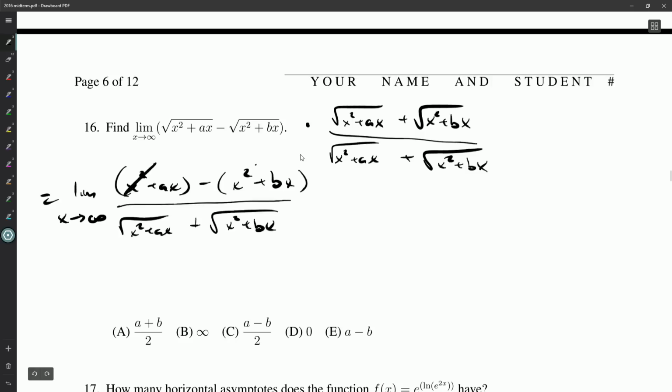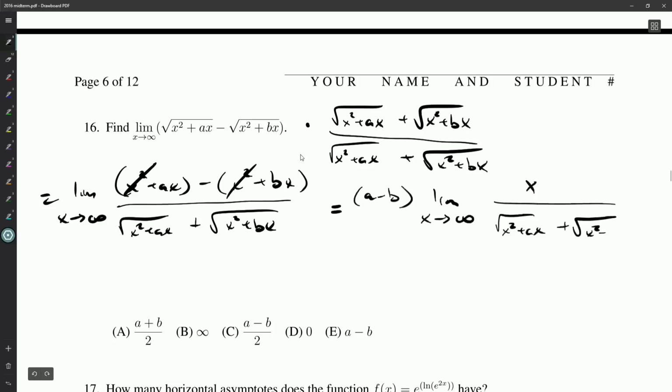Now the nice thing here is these x squareds go away. And we've got a minus b. I'm going to actually factor out an a minus b from the top. Pull it out. And so we'll just have a single x over root x squared plus ax plus root x squared plus bx. Now, what's the largest degree on top? x. What's the largest degree on the bottom? Effectively, the x squared and the square root cancel each other out. So we multiply by 1 over root x. So we still have this a minus b, which makes me think the answer is either E or C, just looking at them.